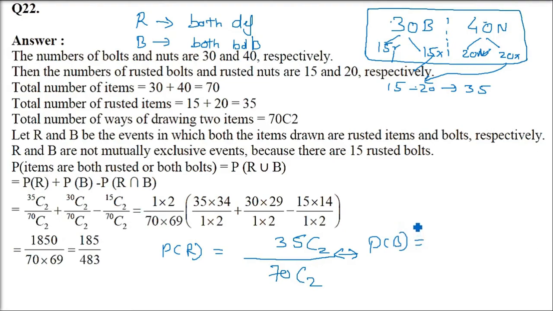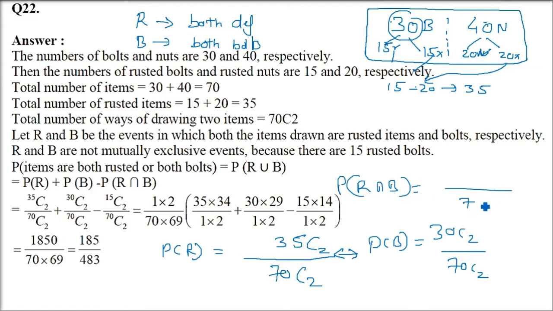Now the probability that both are bolts. So forget about nuts, 30 are bolts, you are taking 2 out of it, and in the denominator you have 70C2, right? Now the main thing is the intersection you have to find out. So first thing is 70C2 you have to put here in the denominator.